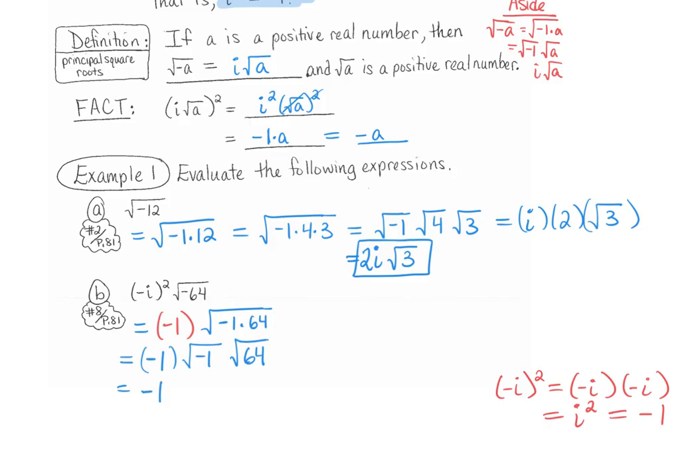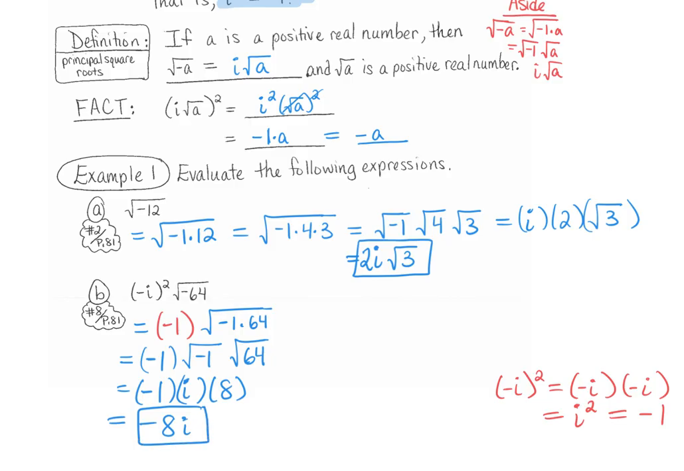So you have -1. What's the square root of -1? Say it loud. I. What's the square root of 64? 8. So what do we get when we multiply everything? Good, both of you. So you have to be careful.